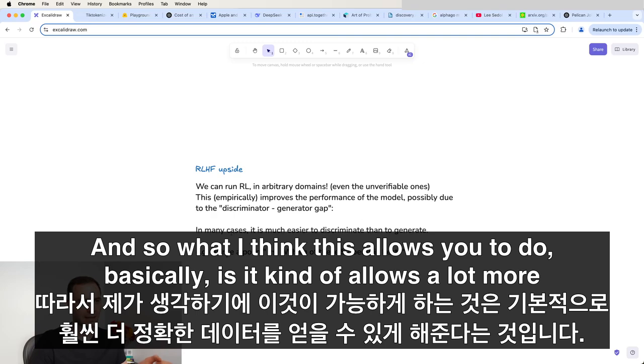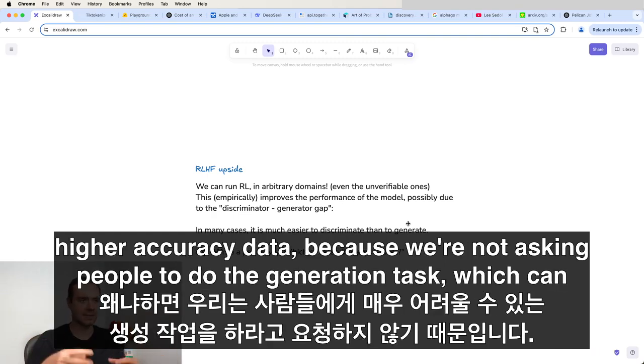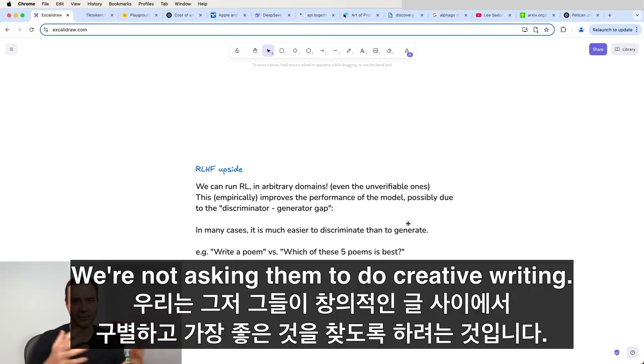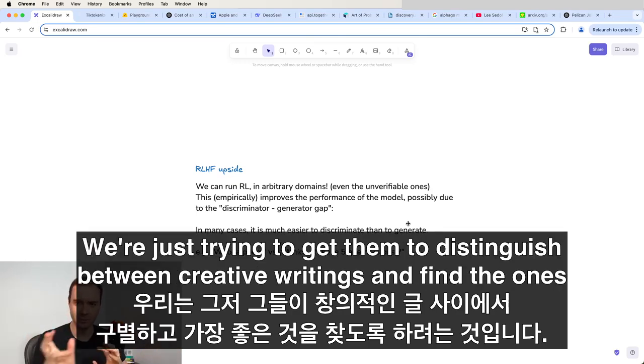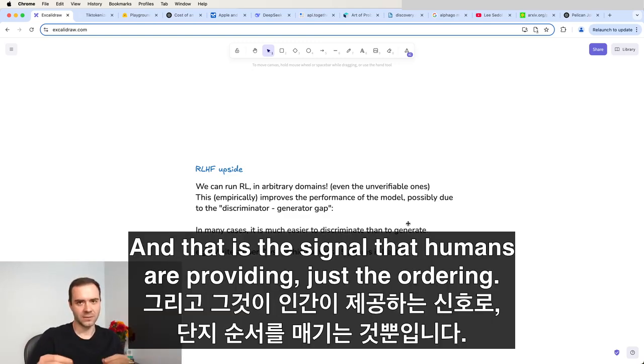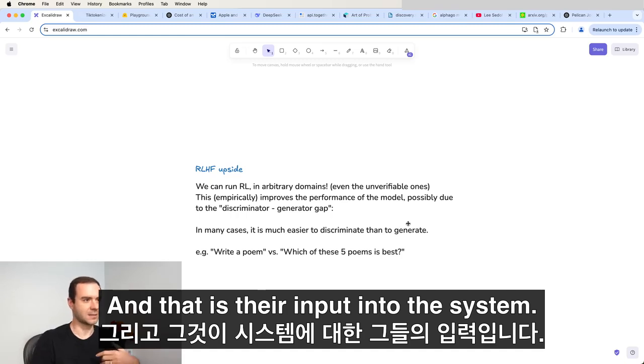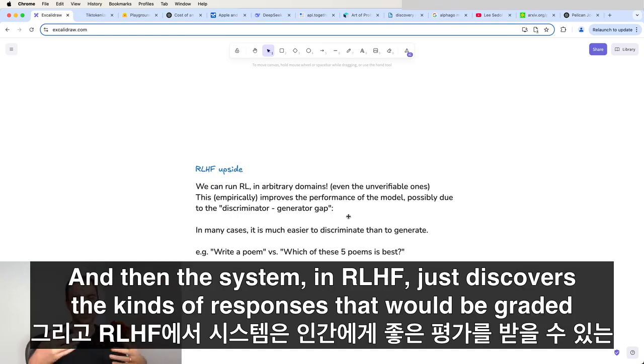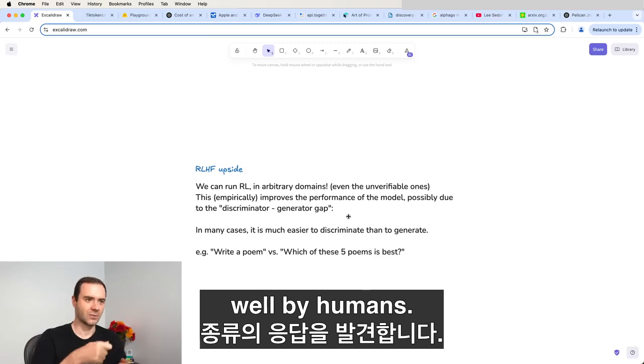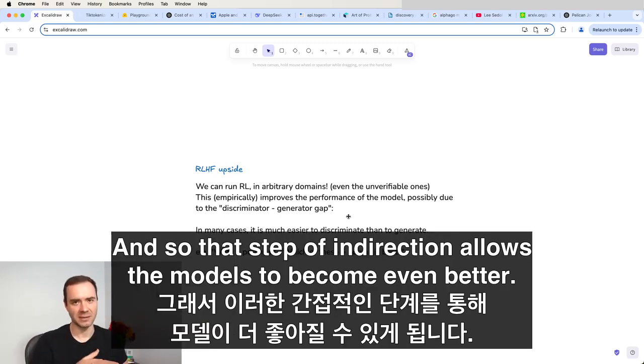And so what I think this allows you to do basically is allow a lot more higher accuracy data because we're not asking people to do the generation task, which can be extremely difficult. We're not asking them to do creative writing. We're just trying to get them to distinguish between creative writings and find the ones that are best. And that is the signal that humans are providing, just the ordering. And that is their input into the system. And then the system in RLHF just discovers the kinds of responses that would be graded well by humans. And so that step of indirection allows the models to become a bit better.